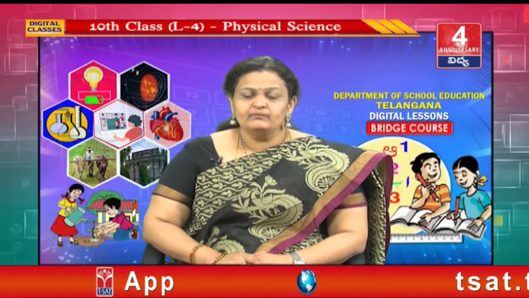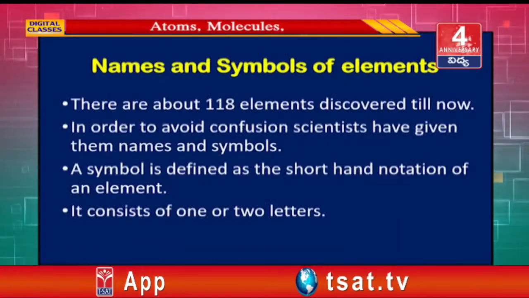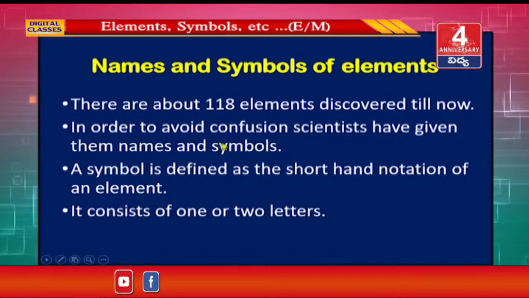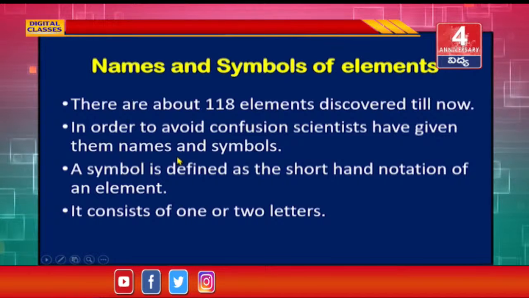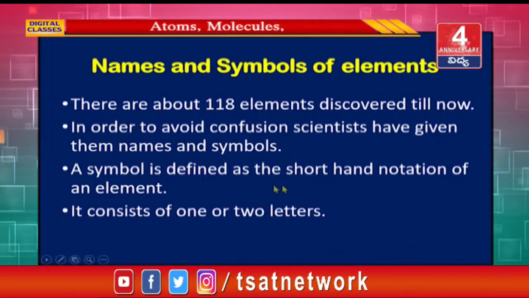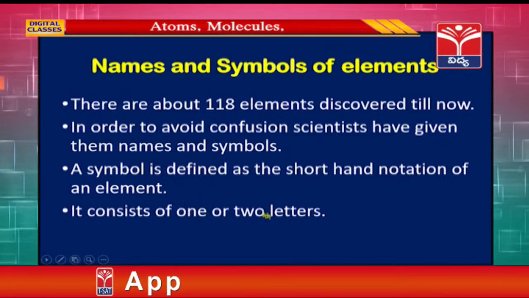So, let us see how the naming process started. There are about 118 elements discovered till now. In order to avoid confusion, scientists have given them names and symbols also. A symbol is defined as the shorthand notation of an element. It consists of one or two letters.